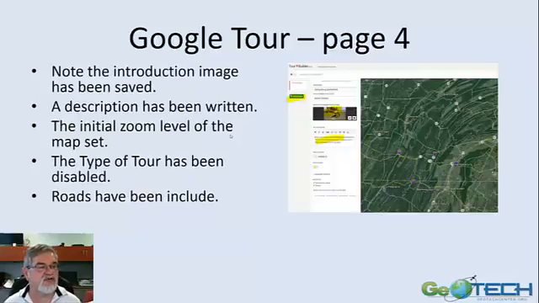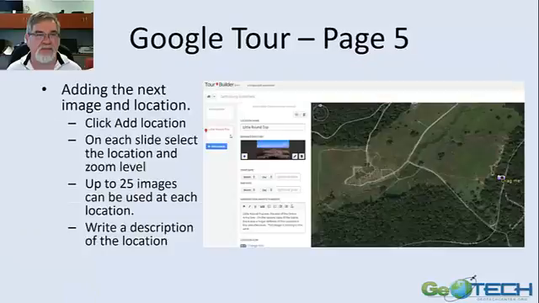You're going to set this initial zoom level, what the map's going to be. The type of tour has been disabled, and the roads have been included just to make things a little bit easier to find. So we're ready to add that next image.